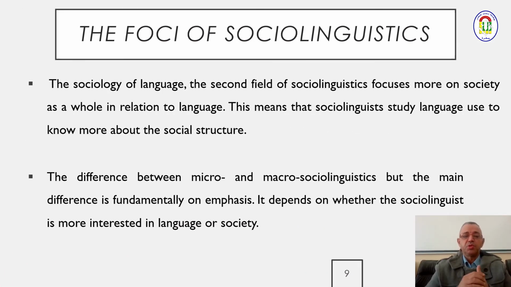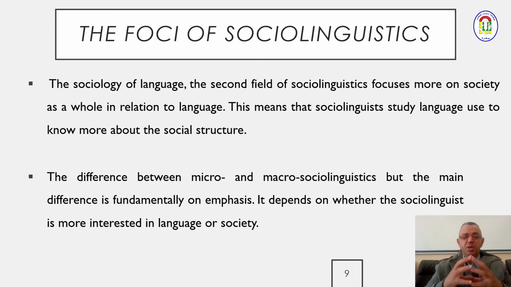Macro-sociolinguistics, the second field of sociolinguistics, by the way, is also referred to as the sociology of language, and is more on society. We go beyond language, beyond language structure, to society as a whole, of course, in relation to language. This means that macro-sociolinguistics studies language use to know more about the social structure. So the main difference between micro and macro sociolinguistics is fundamentally one of emphasis.